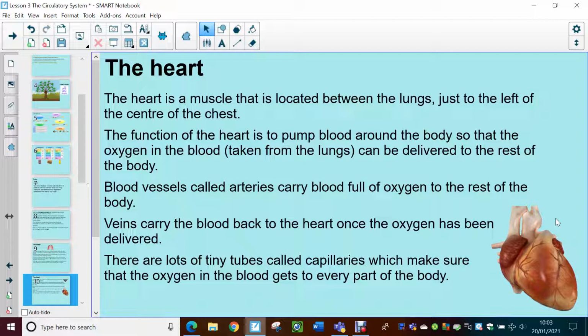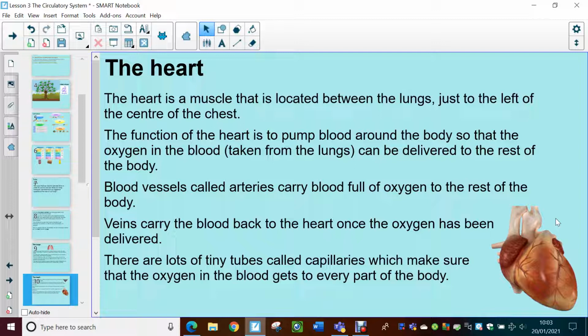The heart is a muscle that is located between the lungs just to the left of the center of the chest. The function of the heart is to pump blood around the body so that the oxygen in the blood, which is taken from the lungs, can be delivered to the rest of the body. Blood vessels called arteries carry blood full of oxygen to the rest of the body. Veins carry the blood back to the heart once the oxygen has been delivered.